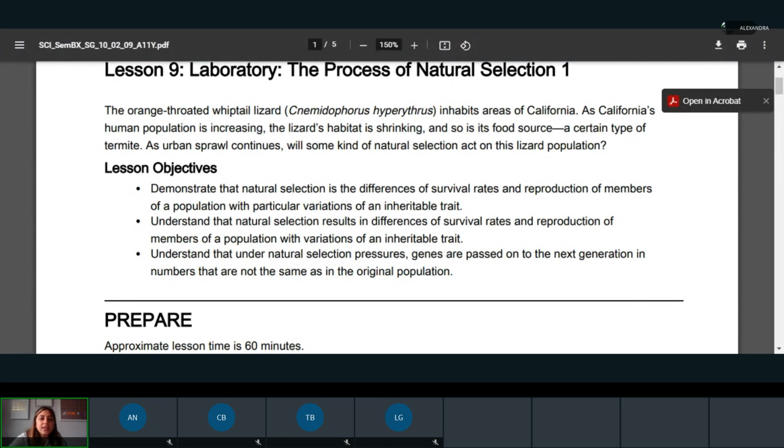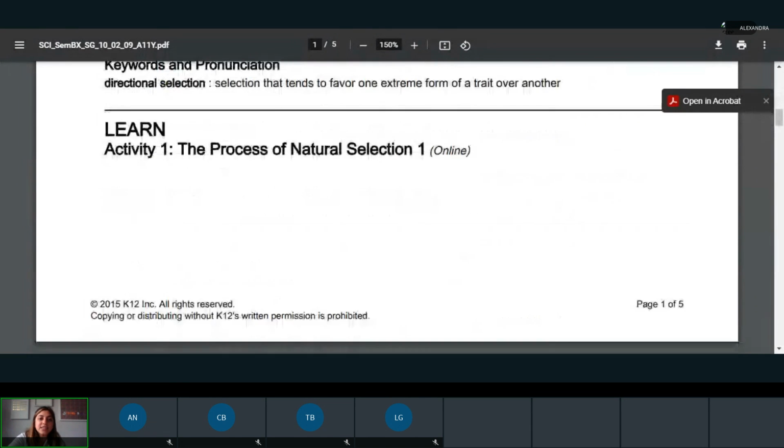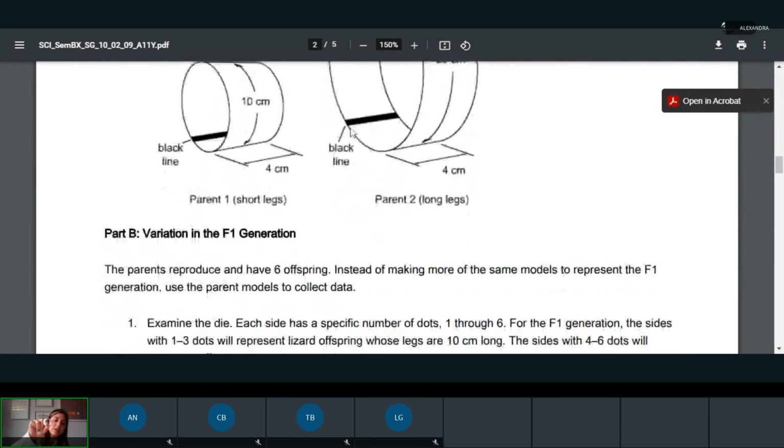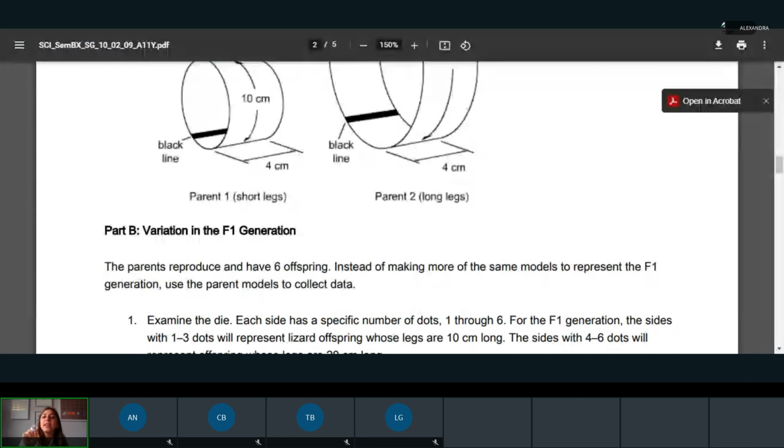So as urban sprawl continues, will some kind of natural selection act on this lizard population? So we are going to take a look at generations, right? So that is our scenario. We created one lizard, parent 2 with long legs. We've created parent 1 with short legs. So the one that is only 10 centimeters long is to simulate the distance that these short-legged lizards can go. And parent 2, this longer one, is the representation of how far longer-legged lizards can go.